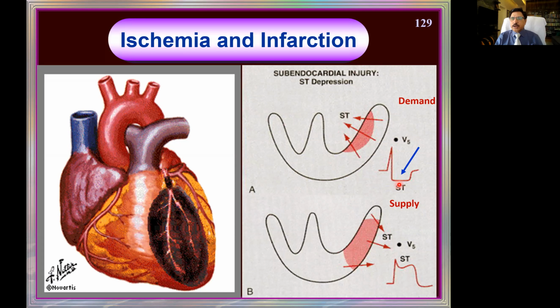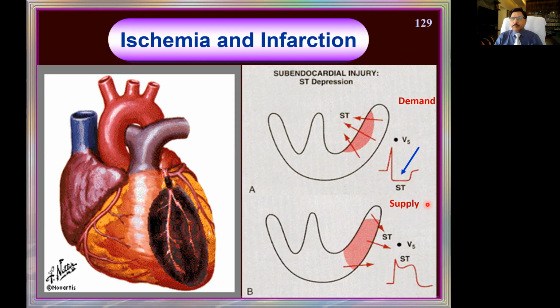Don't ask me the electrophysiology part, why there is depression here, why there is elevation, because that requires you to understand more about the electrophysiology. Suffice to know that if it is only injury, that too subendocardial region, it produces ST segment depression, mostly due to increased demand. And if there is a transmural injury, the blood supply is totally cut off to the entire thickness, the current is in this direction, and ST segment is elevated. If you see an ST segment elevation, it is transmural. If you see an ST segment depression, it is subendocardial.